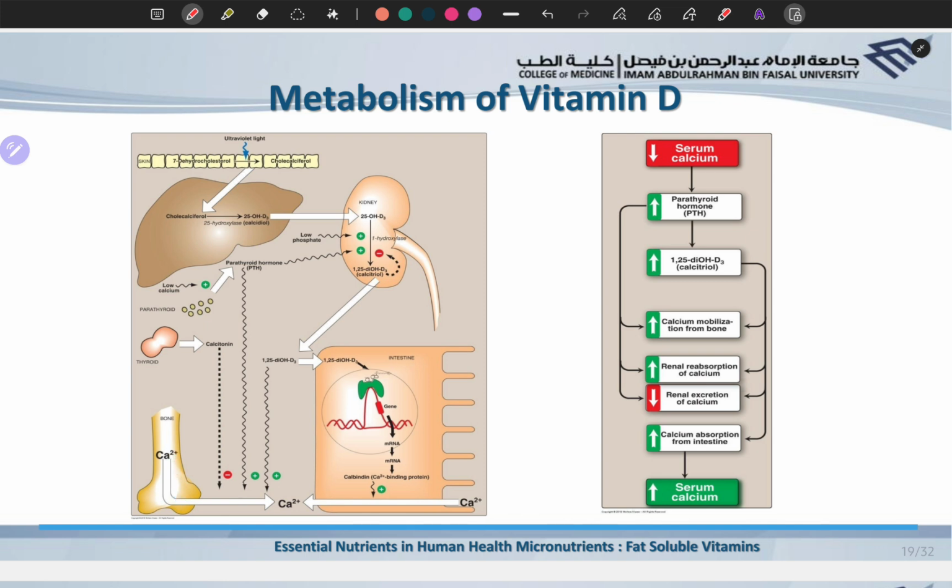This mobilization of calcium from the bone is inhibited by calcitonin. Forget about this part. So in response to low serum calcium, there is increased parathyroid hormone, as a result of which there is increased 1,25 dihydroxycholecalciferol or calcitriol, which will cause mobilization of calcium from the bone, increased absorption of calcium from the intestine, and decreased excretion of calcium from the kidney. So the response to decreased serum calcium is increased serum calcium. I hope it is clear.